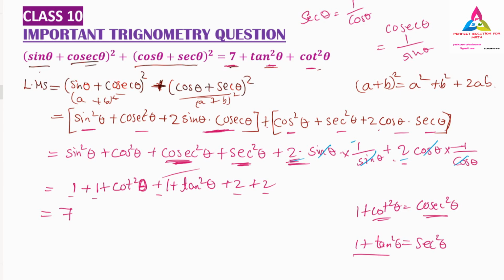Next we want the tan square. So here you can see tan square we have, so plus tan square theta. Next we need cot square theta, so here we have plus cot square theta. When you see the left hand side, it is similar to the right hand side. So we found our answer. We have proved that sin theta plus cosecant theta, the whole square, plus cos theta plus secant theta, the whole square, is equal to 7 plus tan square theta plus cot square theta.